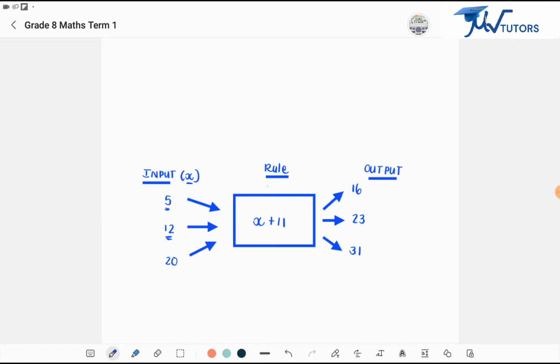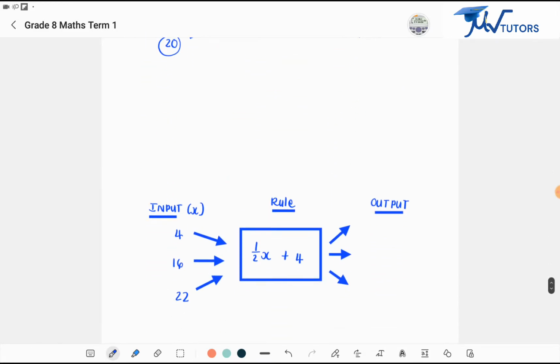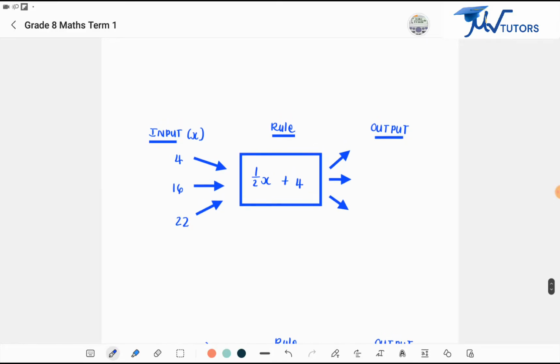So this is the rule. We take whatever x is at this point in time, whether it's 5, 12 or 20, and we just add 11 to it. That's basically how functions work. Let's look at another example. In the place of x, we will put 4. If you rewrite it, you put 4 there, plus 4. What's a half times 4? It's 2, plus 4. The answer is 6.